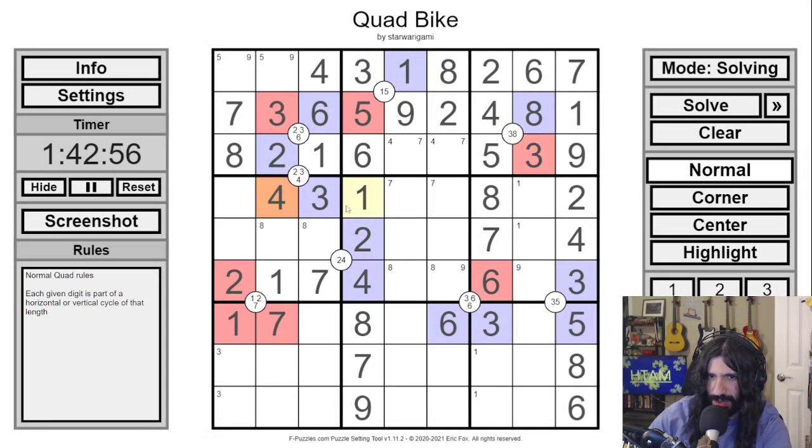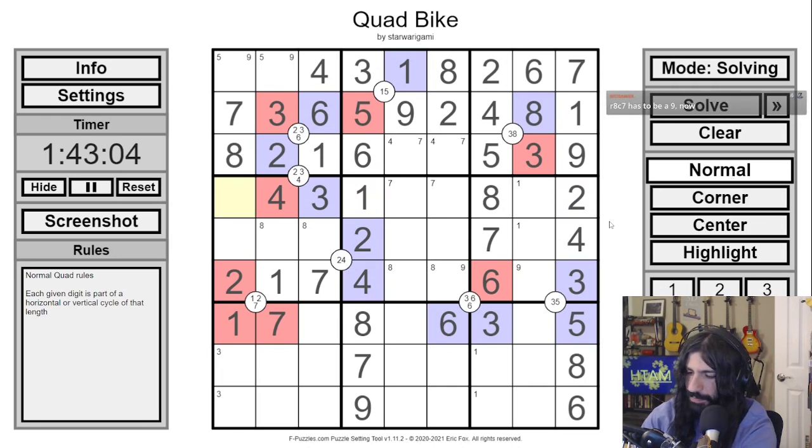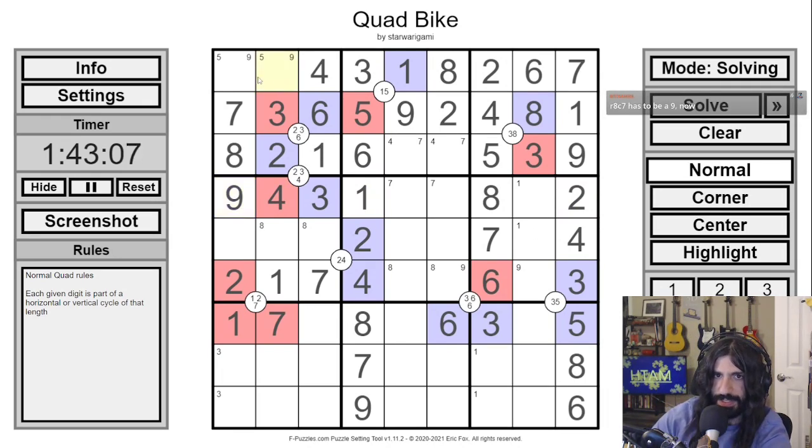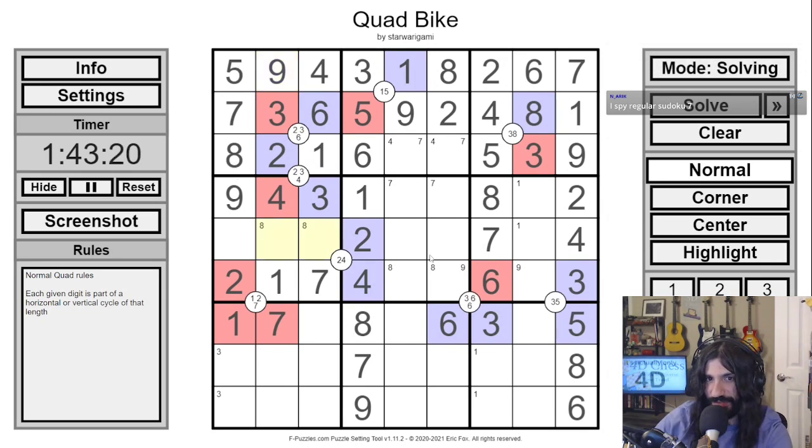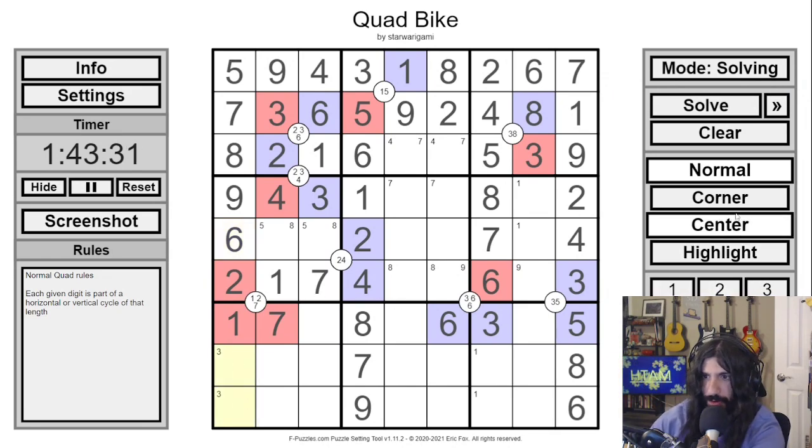Okay, so 4. This is a horizontal cycle. 4, 1, boom. 2. So this has to be a 9. That means this is a 5 and 5, and this is a 9. That's exactly the opposite of what it means, actually. This is a 5 and this is a 9. I'm tired, chat. I'm sorry. Okay. So there's a 5 here, which means that this is whatever's left in this box, which is a 6, maybe? And so this is a 3 or a 4, right? This is a 3-4 pair, I believe.